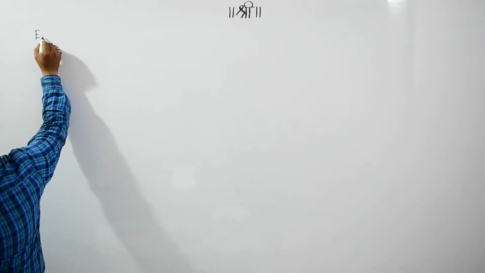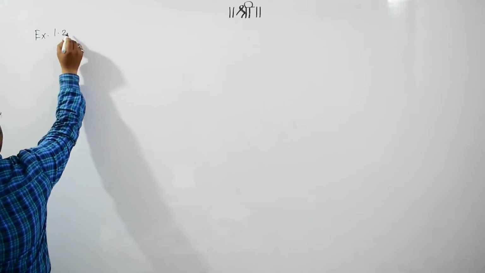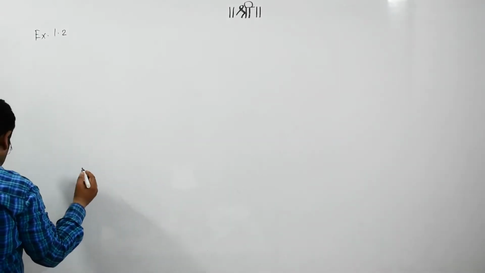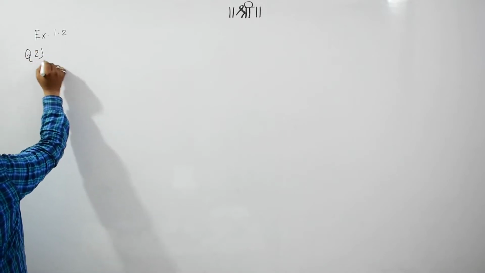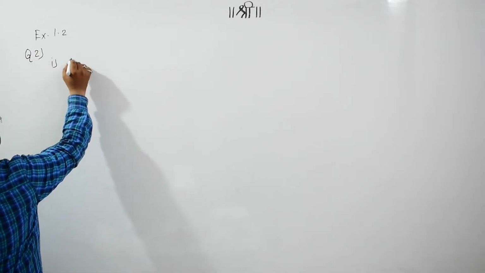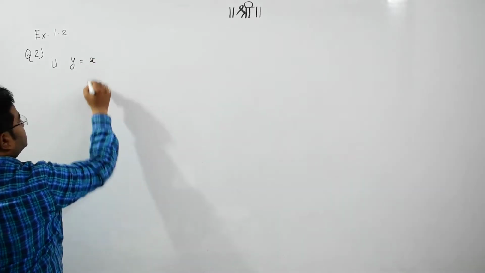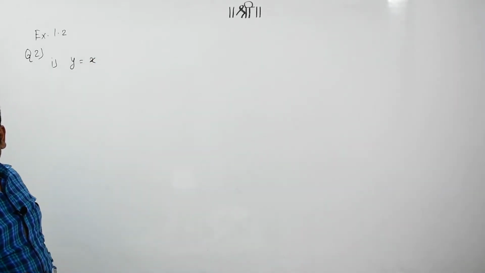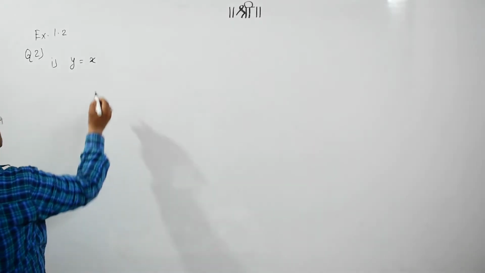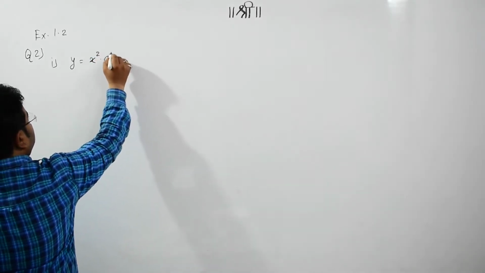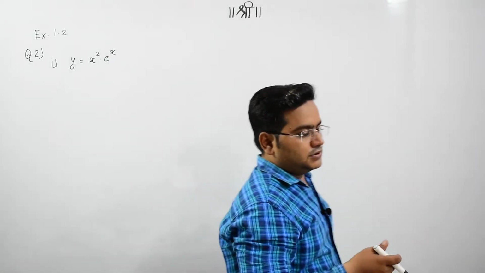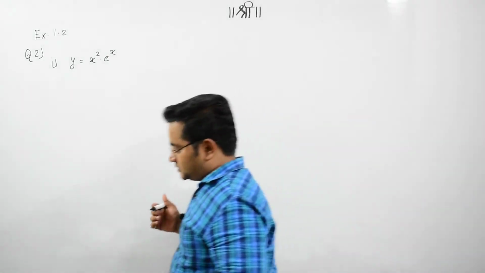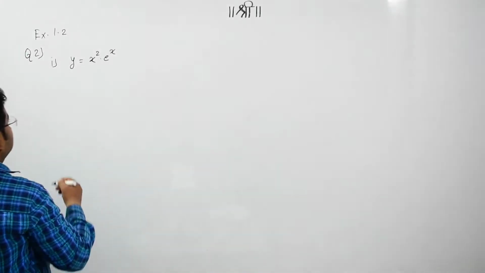So in exercise number 1.2 of differentiation by the inverse process, we are solving these questions. Now question number 2, out of which we are solving the first part. So y is equal to x raised to how much? X square. So that is x raised to 2 into e raised to x. Now what to do, sir? How to convert? Here also we need to find the inverse of this function first.